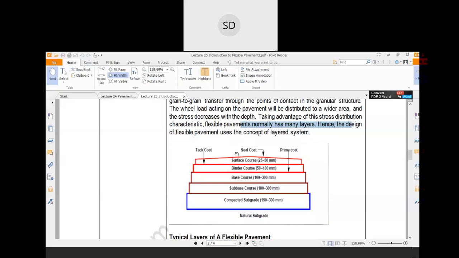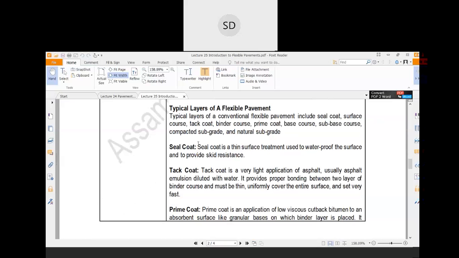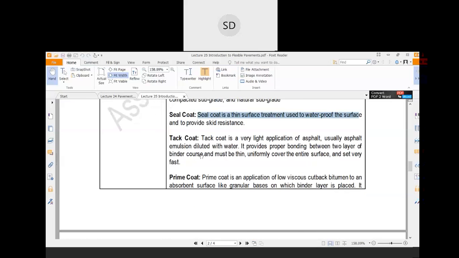Now over the surface course, to make it not penetrable, another primer type bituminous material would be added over it, and it is called seal coat, which will seal the perviousness of the bitumen surface. These are all the different types of layers of the flexible pavement. Like seal coat is a thin surface treatment used to waterproof the surface.